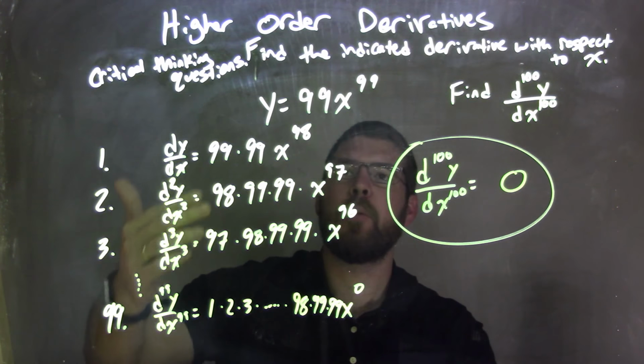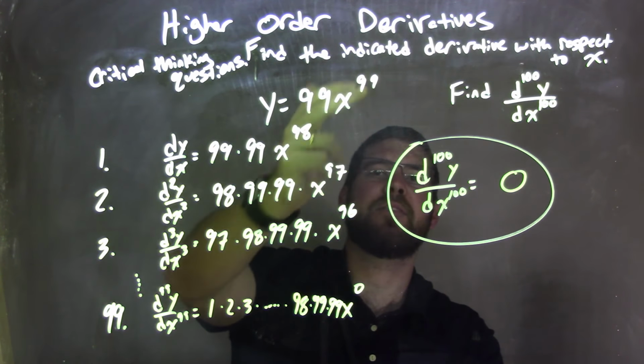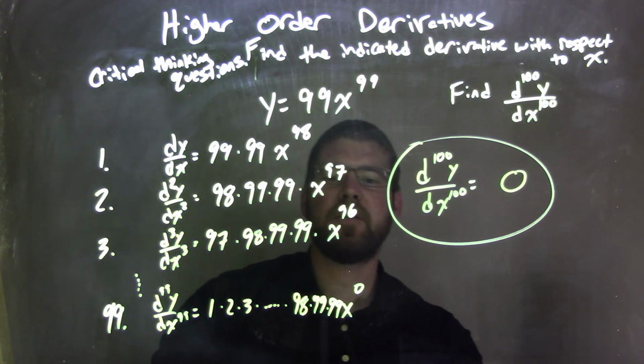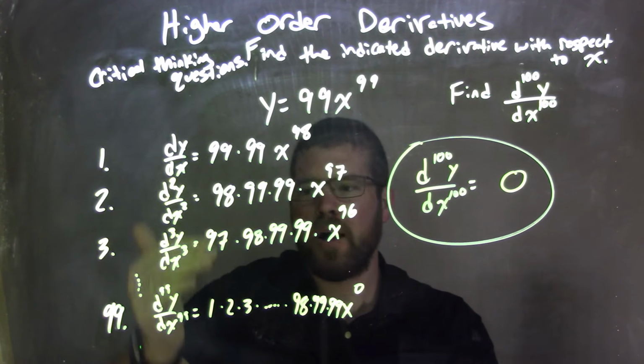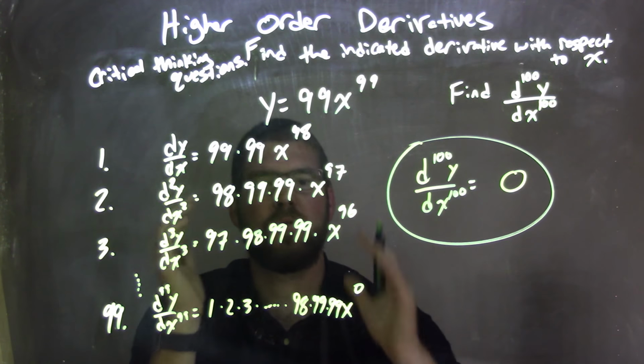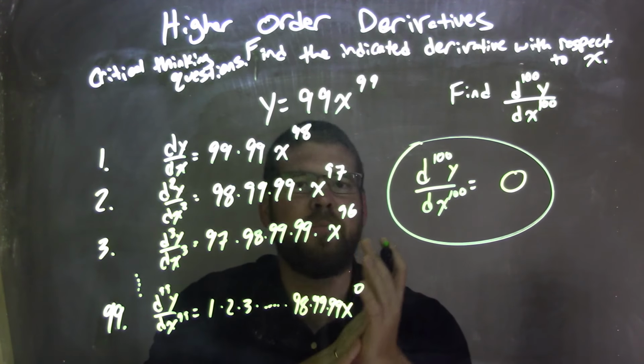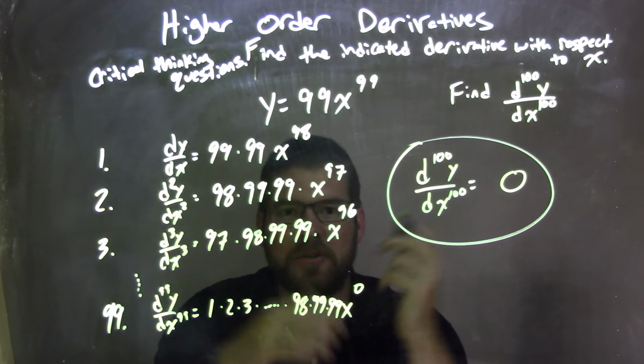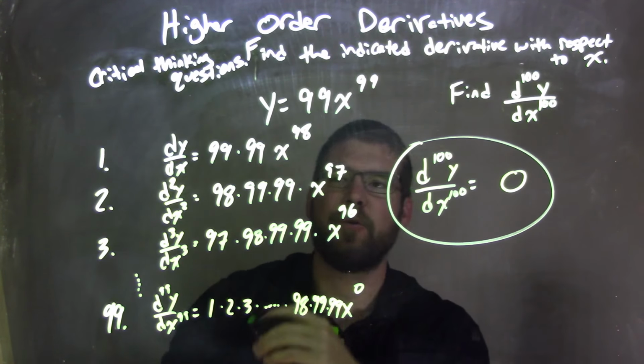Let's recap what we did here. We're given y equals 99x to the 99th power, and we need to find the 100th derivative of that. Obviously, we're not going to do 100 steps. It's not really what this problem is trying to get you to do. You could do it that way; it would take forever, and you would come to this conclusion. We're trying to save some time, and that's the whole point of this critical thinking.